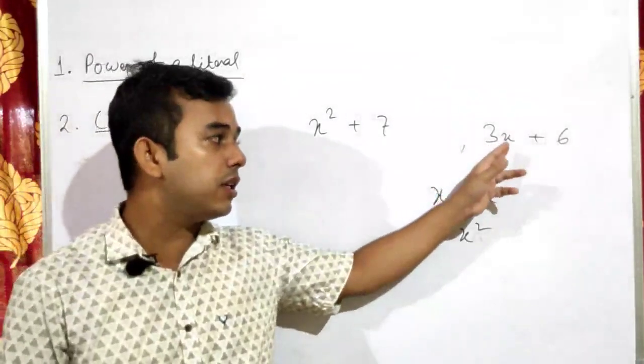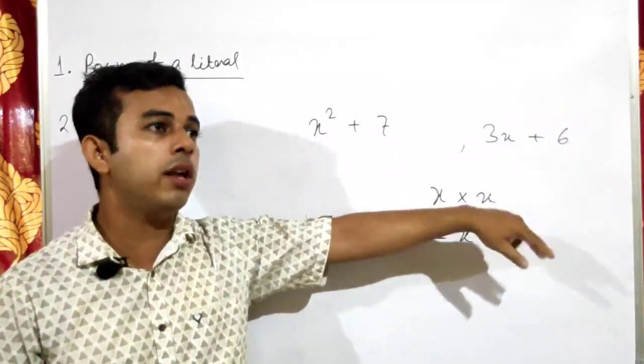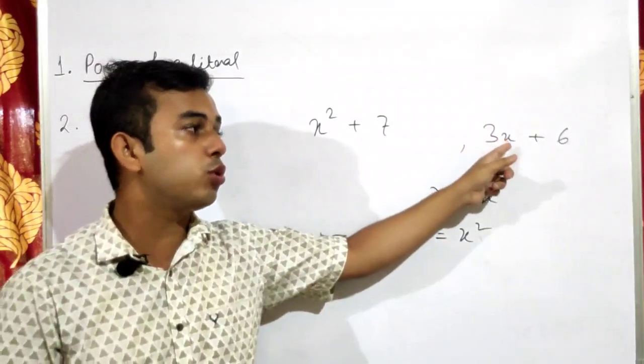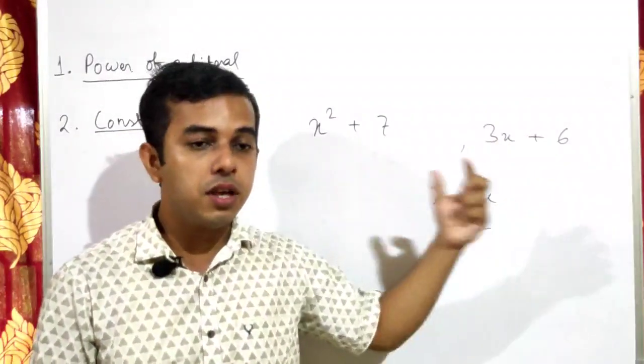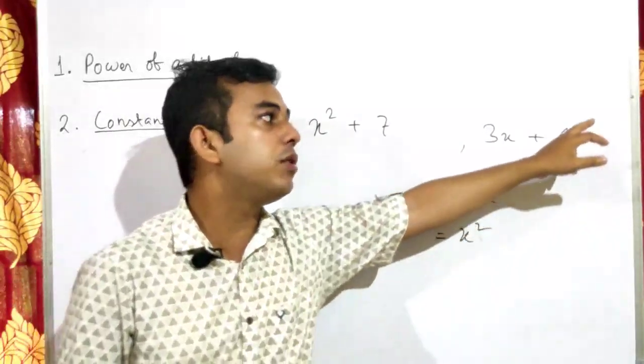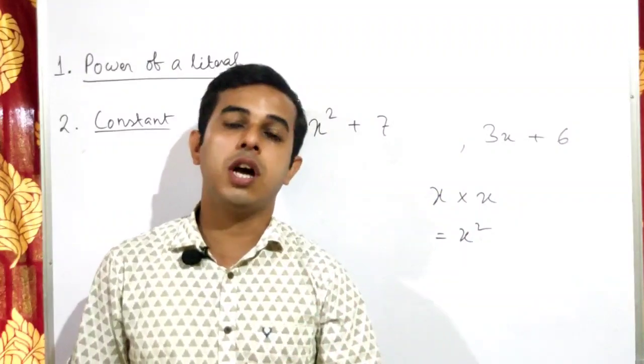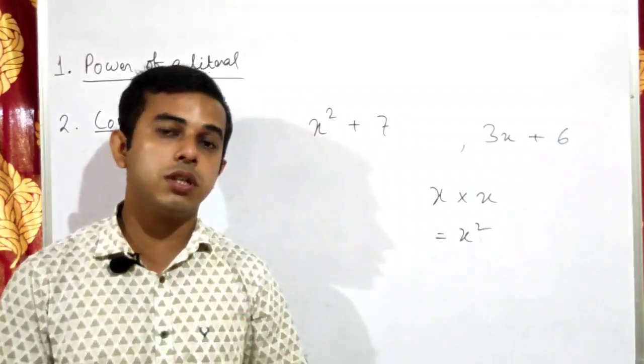Look, if I put the value of x as 1, so it will be what? 3 plus 6. If I put the value of x as 2, so it will be what? 3 into 2 is how much? 6. So it will be 6 plus 6. Its value is changing, isn't it? But the value of this term is not changing. Okay, this is known as what? Constant. I hope this is clear to you, right? What is constant? Okay.